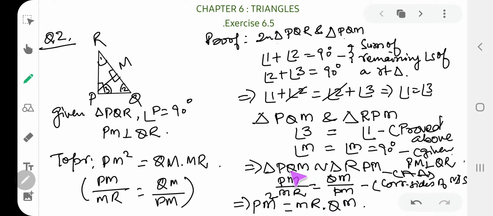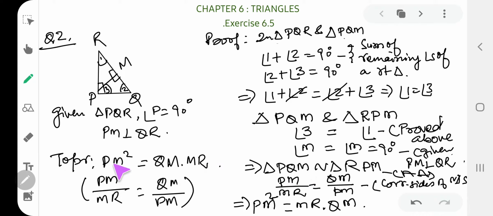Q is left and second place is left. So at second place, I'll write Q. Similarly, second place here is left and P is left. So I'll write P here. In this way, the naming is correct. And if the naming is correct, now you are able to write the corresponding sides. So write down corresponding sides.